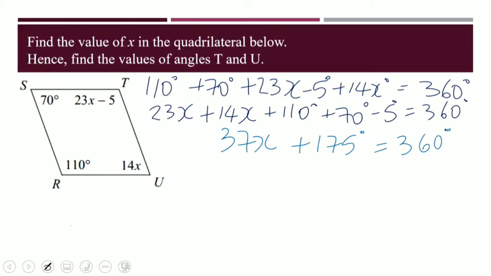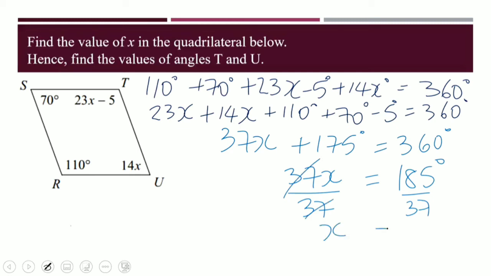When we subtract 175 from both sides, we will have 37x equals 185 degrees. Of course, we have to divide by 37 on both sides. And so x is going to be equal to 5 degrees. All right, and you're going to see something beautiful that maybe you would have recognized from the start of our question. So find the value of x in the quadrilateral below. We have found it. x equals 5 degrees.